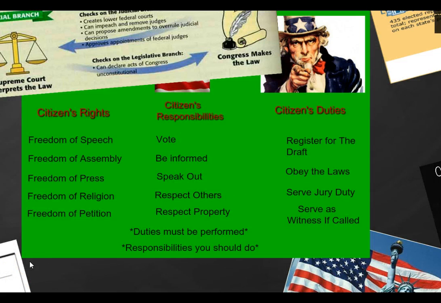All right, just take a moment to look over the citizens' rights. You can see some of our rights. Those rights that you actually see, those five rights, are all covered in just one amendment of the Constitution, and that's the First Amendment. You can also see responsibilities that we have as citizens, and you can also see duties that we have as citizens. Take a moment to look over these rights, responsibilities, and duties. These will all be topics we talk about on Wednesday and Thursday of this week.